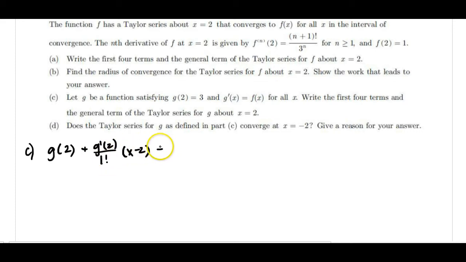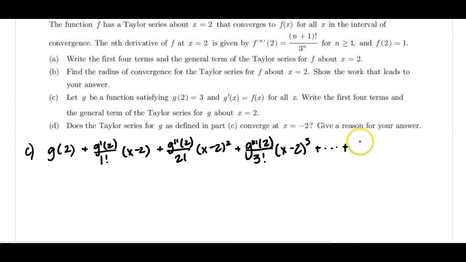We're going to have g of 2 plus g prime of 2 over 1 factorial times x minus 2, and then plus g double prime of 2 over 2 factorial times x minus 2 squared, plus the third derivative at 2 over 3 factorial times x minus 2 cubed, plus, and then we need the nth derivative at 2 over n factorial times x minus 2 to the n, and so on. So this is a generic way of writing what we're interested in finding, the Taylor series for g about x equals 2, the first four terms, and the general term.